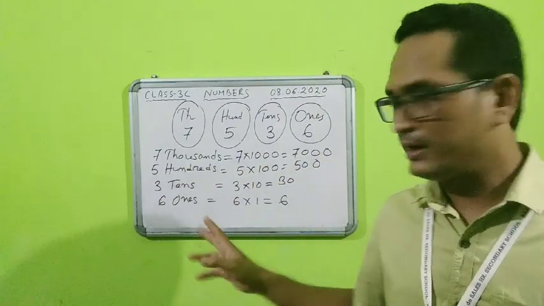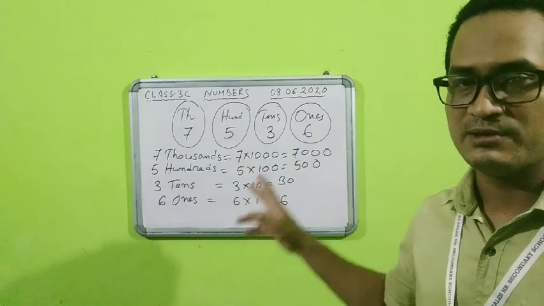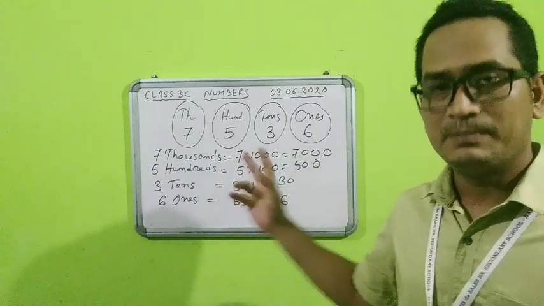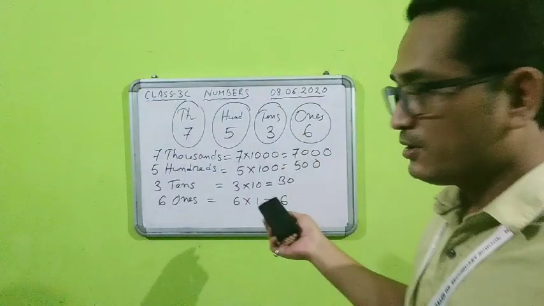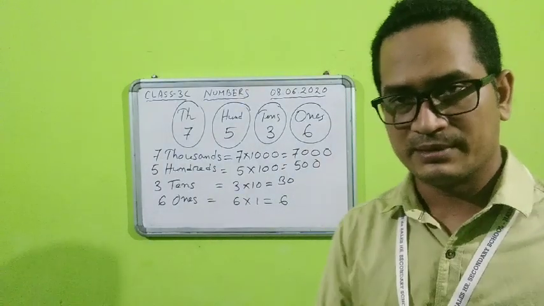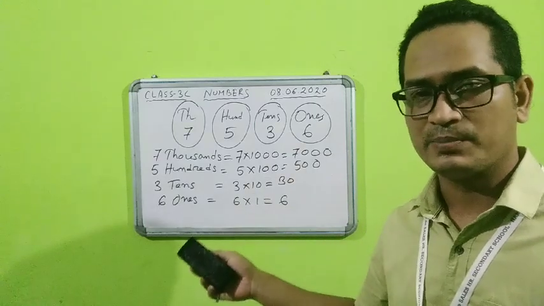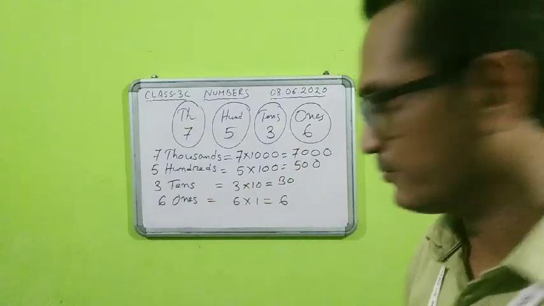Please pause the video and note this down. Okay, because this is very important to understand the place value concept of any digit. Whatever you copy, you have to do in your school copy only. So please students, pause the video and copy it down in the school copy itself right now.